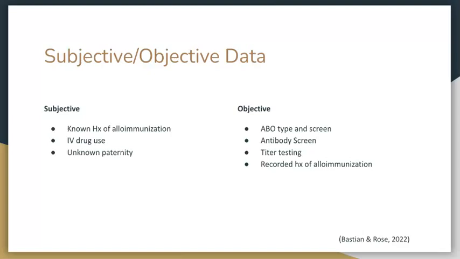Some subjective data, if the patient reports that they have a known history of alloimmunization, if there is IV drug use, or there's unknown paternity. And some objective data to keep in mind is what is their ABO type and screen, what is their antibody screen, what are their titer testings, and then recorded history of alloimmunization. For a presenting mom, you likely won't see any physical signs. It's a lot of lab testing. More so, you're going to see this with your diagnostic testing of the fetus and then of the neonate, which I'll certainly be going over.